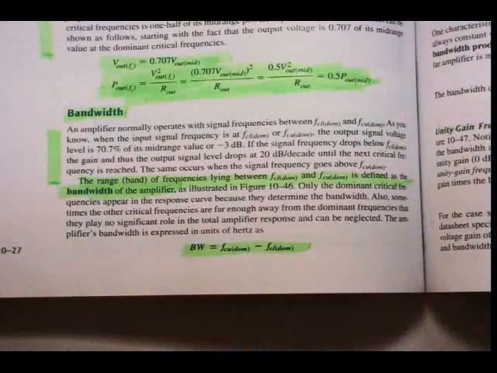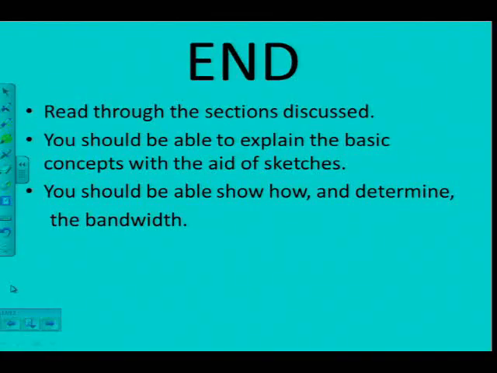Alright, this concludes this introduction. Basically it's just an introduction to the frequency response. As you can see, there's a lot of calculations that can be done. But make sure that, I hope you've marked everything. Read through the sections discussed. You should be able to explain the basic concepts with the aid of sketches. And of course you should be able to show how and determine the bandwidth as we've discussed lastly. Alright.